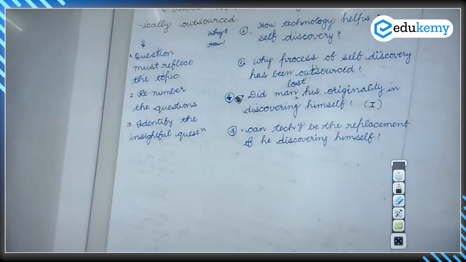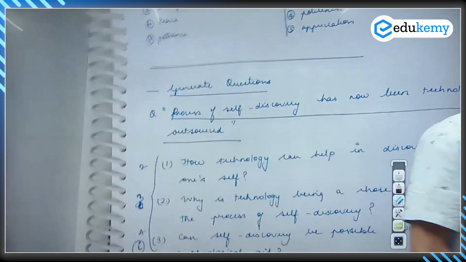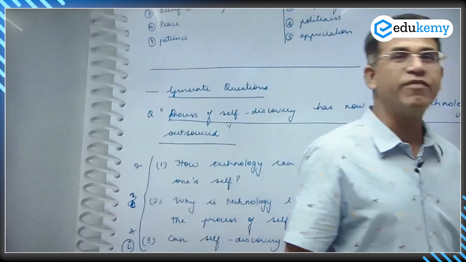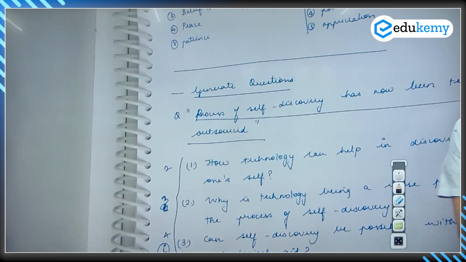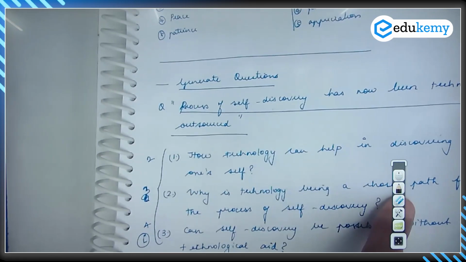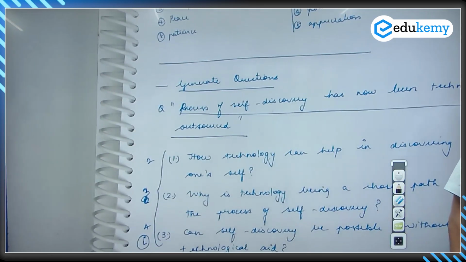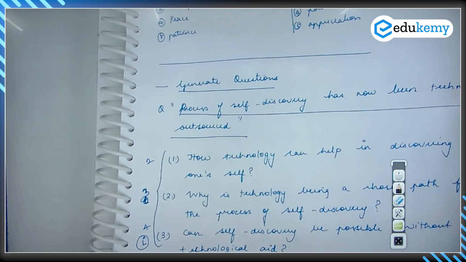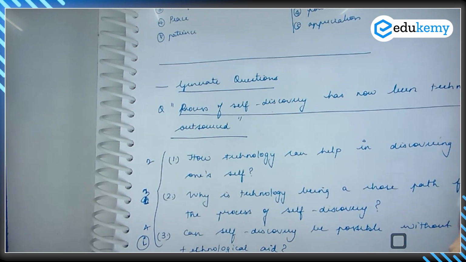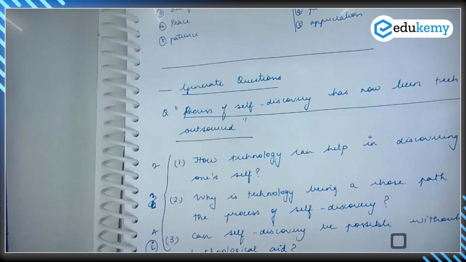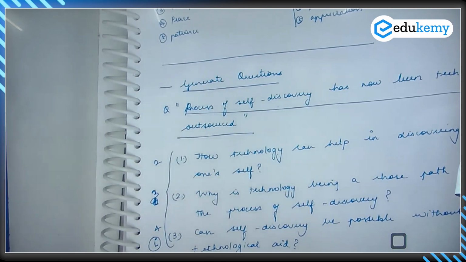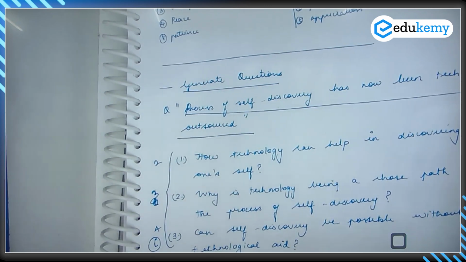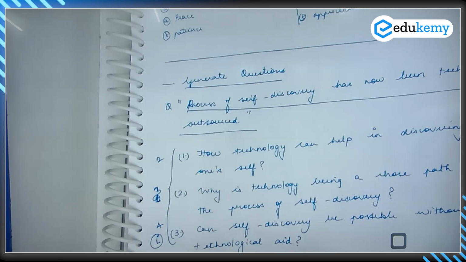Okay, that's your notes. We have here how technology can help in discovery of oneself. Why is technology being chosen path for process of self-discovery? Guys, please write straight questions. Okay, chosen path, ये सब करके लग रहा है कि आप निकल चुके हो, किसी यात्रा पे निकल गए हो. Keep it very simple. Why is technology used for self-discovery? Simple सी बात है. Can self-discovery be possible without technological aid? How is technology related to self-discovery?